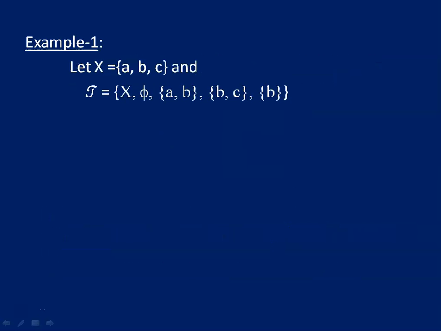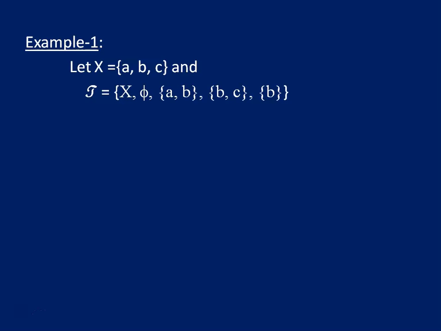Now let us take this example. Let X be a 3-point set {A, B, C} and tau be the collection of subsets of X as whole space X, empty set, the set containing two points {A, B}, the set containing two points {B, C} and the singleton set {B}. Clearly this is a topology. So this (X, tau) is a topological space.